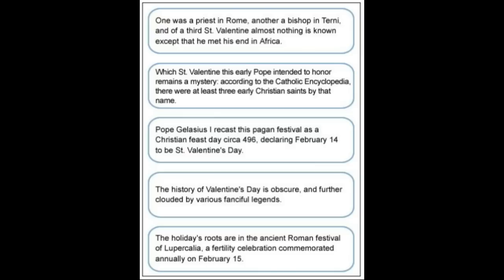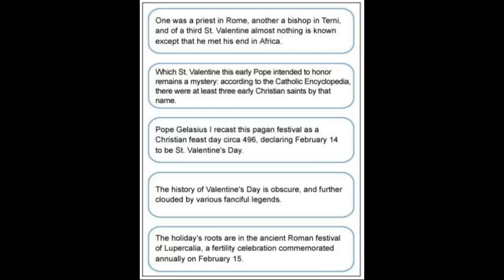And then you have in the second paragraph a fertility celebration commemorated annually on February 15. You have a date which is February 15. That is initially the day it was celebrated on. So now you have another date, as you can see in the third paragraph, which is February 14th, and it has a connection there. Also, if you read the paragraph, Pope Glacius first recast this pagan festival as a Christian feast day. So recast means he changed it. It was initially February 15, and he changed it to February 14 to be Saint Valentine's Day.